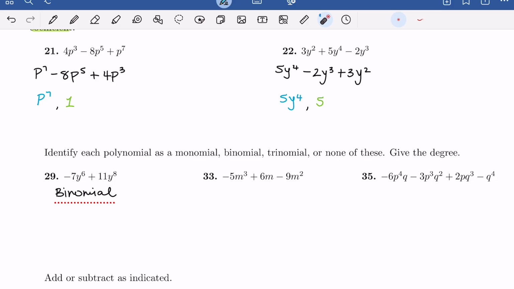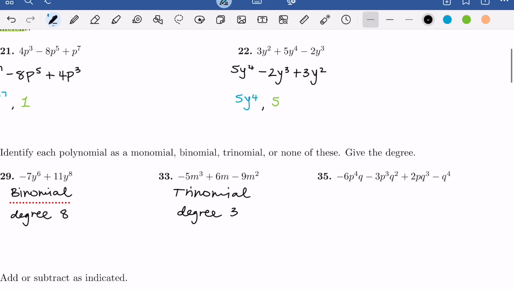Now, the degree of these polynomials is going to be the highest power of our variable. So in this case, the degree of this guy is going to be 8. So we'll write degree 8 here. All right, let's do the same thing for this next one. Notice we have 3 different terms. So that means this guy is going to be a trinomial for 3 terms. And again, the degree is going to be the highest power that we have for this variable. So that's going to be this cube here. So our degree is going to be 3.